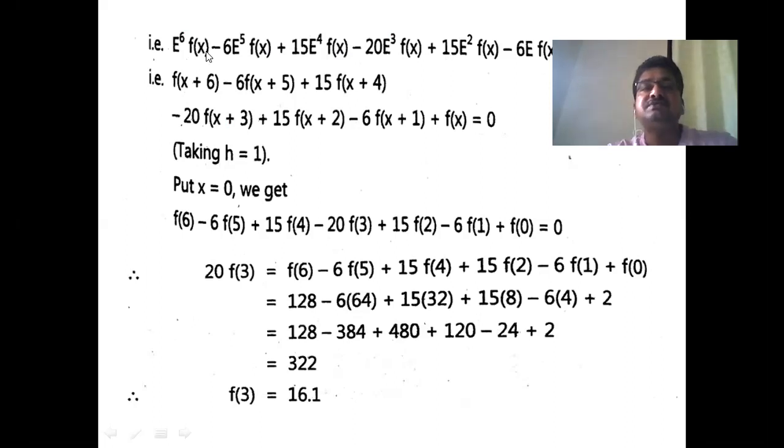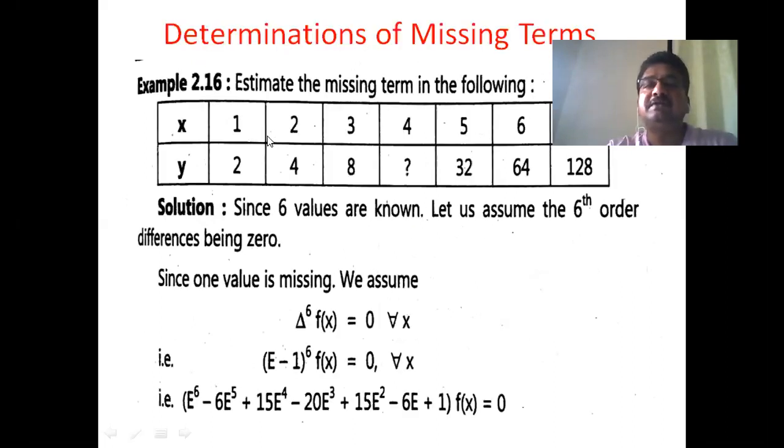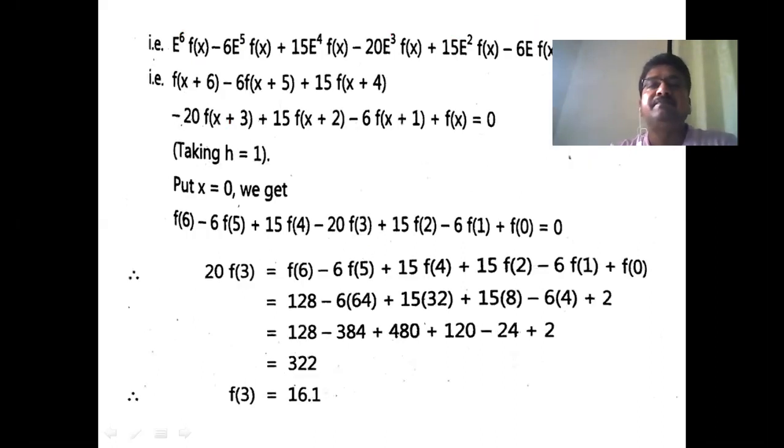And then what is e raised to 6 fx? It shifts the point 6 points next. So e of fx is f of x plus h. Here h is 1, because if we observe the values of x, the difference is 1: 1, 2, 3, 4, 5. The difference is 1, so the value of h is 1. Actually, e raised to n fx is f of x plus nh, and so e raised to 6 fx is f of x plus 6h. But h is 1, so shift the point 6 points next.